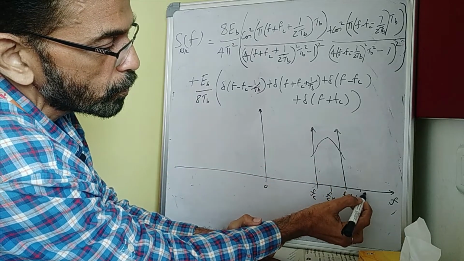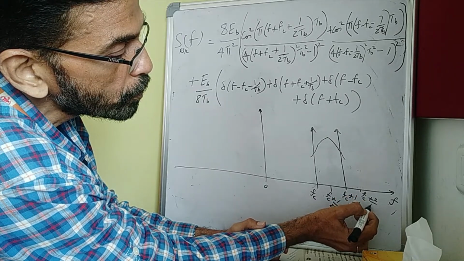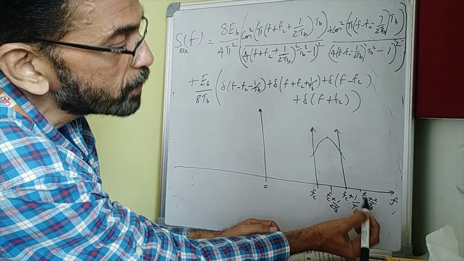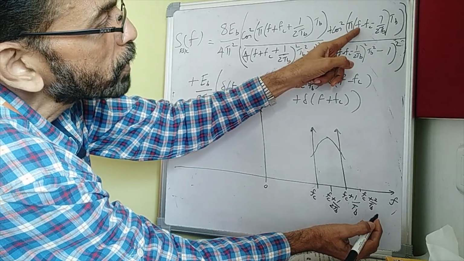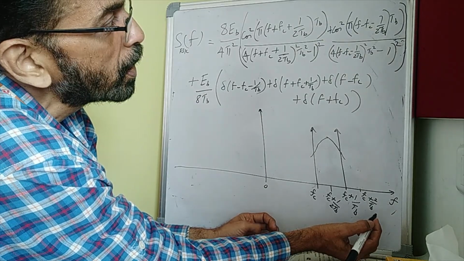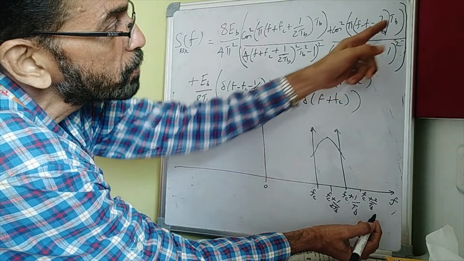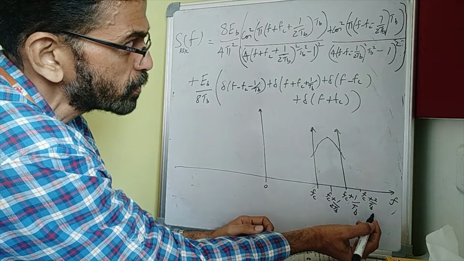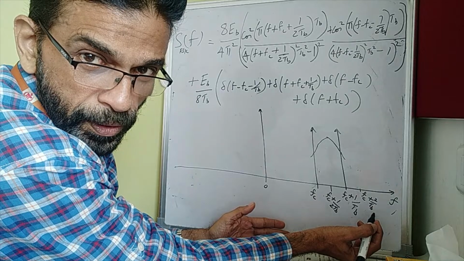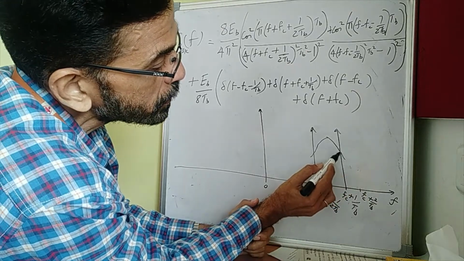When f is equal to fc plus 2 by TB, you can substitute; fc gets cancelled. 2 by TB minus 1 by 2 TB. That will be 2 minus half. That will be 1.5. And of course, TB and this denominator TB gets cancelled. So it is 1.5 pi. That is 3 by 2 pi. And cos 3 by 2 pi is 0. So we can see that you will get the 0 here.